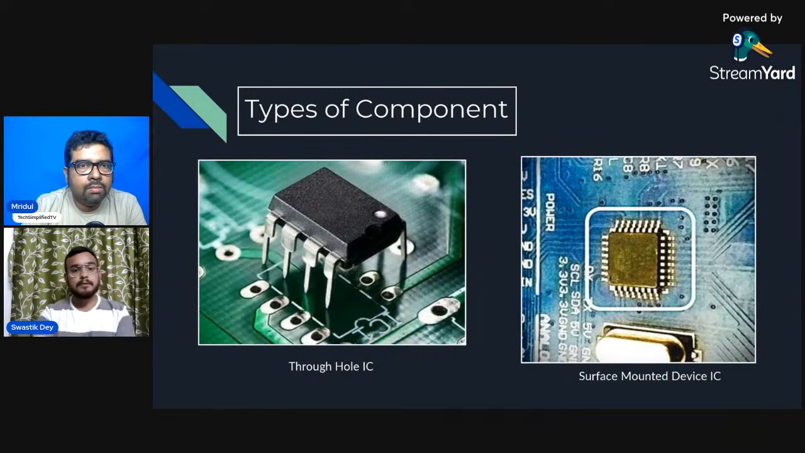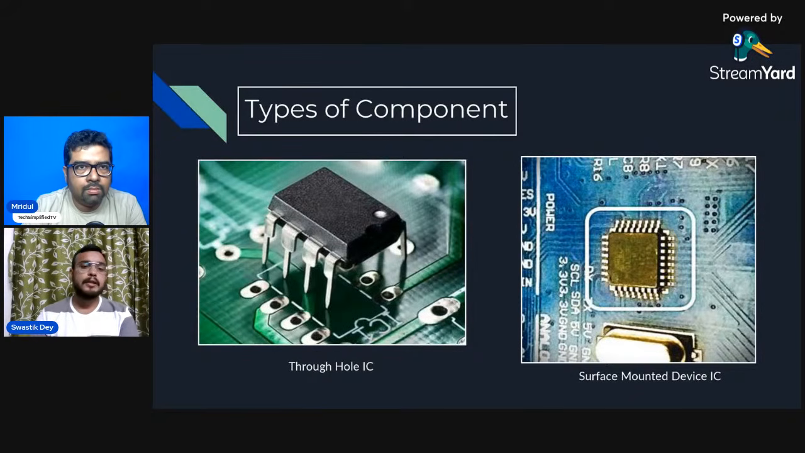Yeah, the types of components. Now, usually when we see a printed circuit board, there are usually two different categories of components that are present. One is the through hole components and the other one is the surface mounted components.